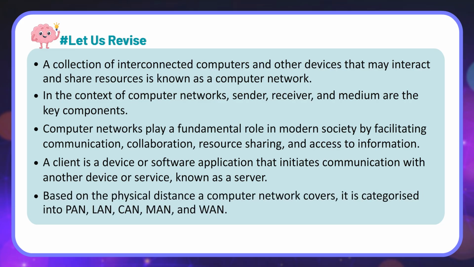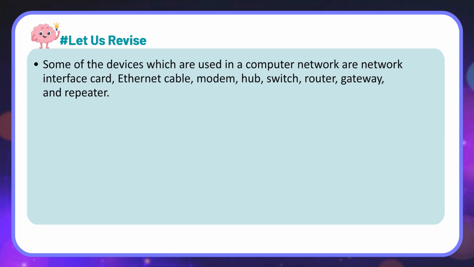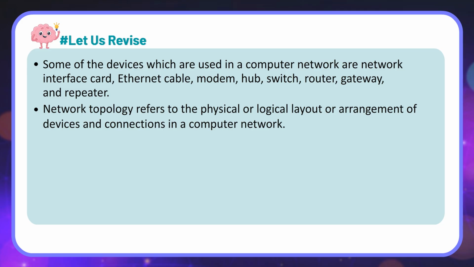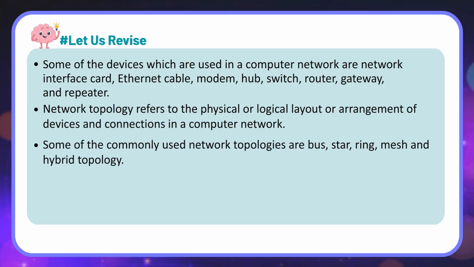Based on the physical distance a computer network covers, it is categorized into PAN, RAN, CAN, MAN, and WAN. Some of the devices which are used in a computer network are network interface card, Ethernet cable, modem, hub, switch, router, gateway, and repeater. Network topology refers to the physical or logical layout or arrangement of devices and connections in a computer network. Some of the commonly used network topologies are bus, star, ring, mesh and hybrid topology.